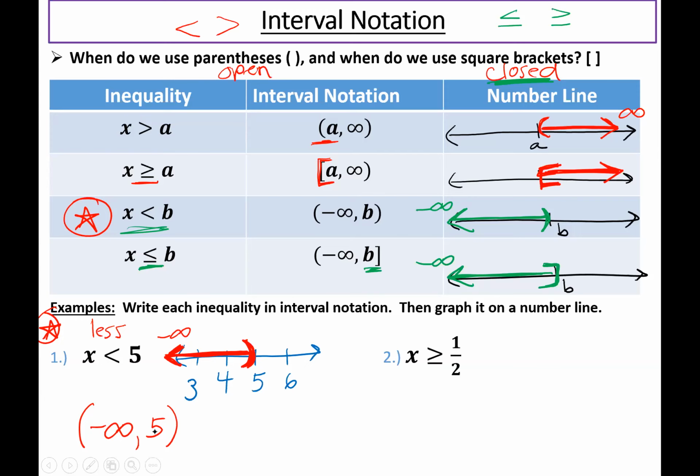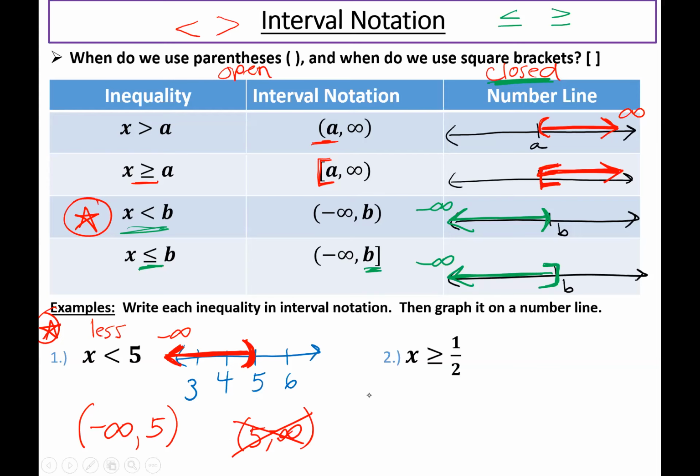Also notice the order. So in case you're wondering, could you write 5, comma, and then negative infinity? No. Intervals need to be in order. Okay, so it needs to go left to right, least to greatest. So it's really important that you have the negative infinity coming first before the number.